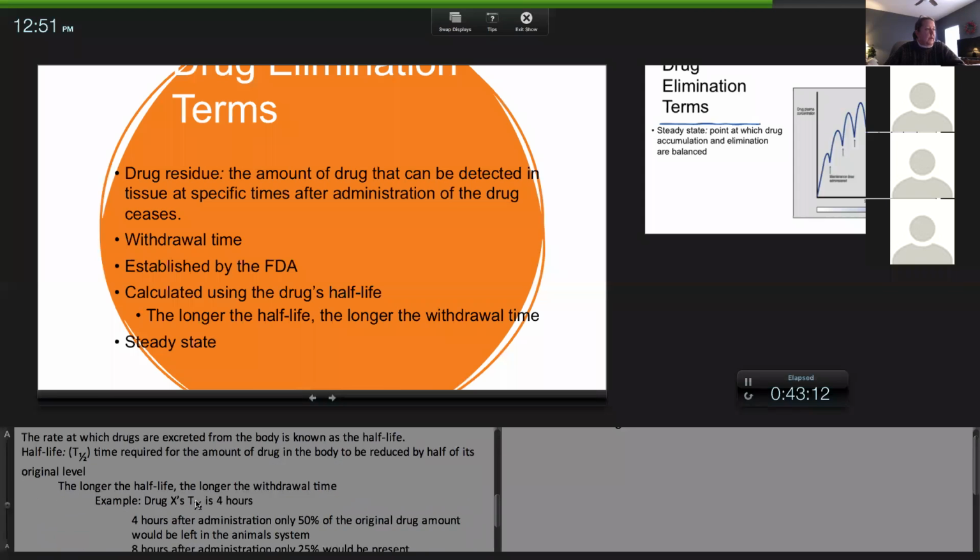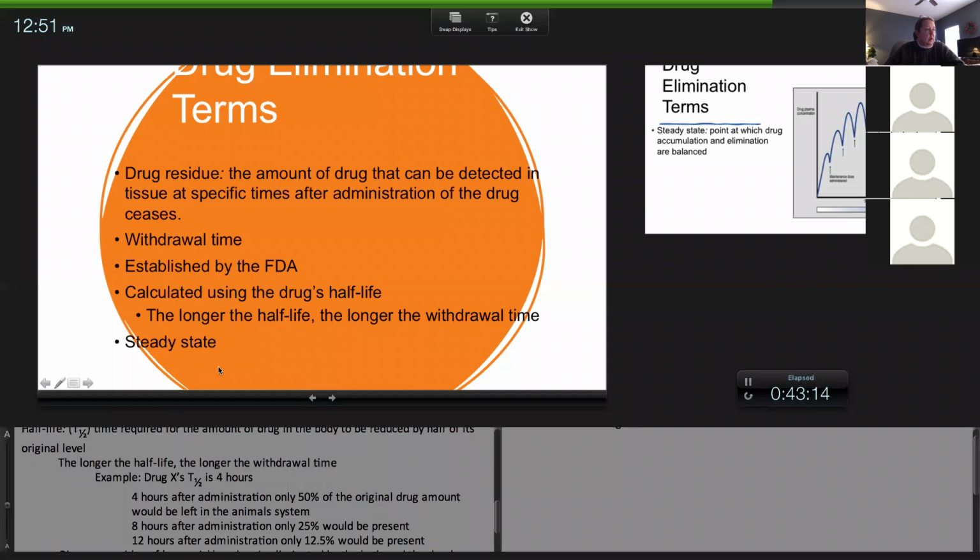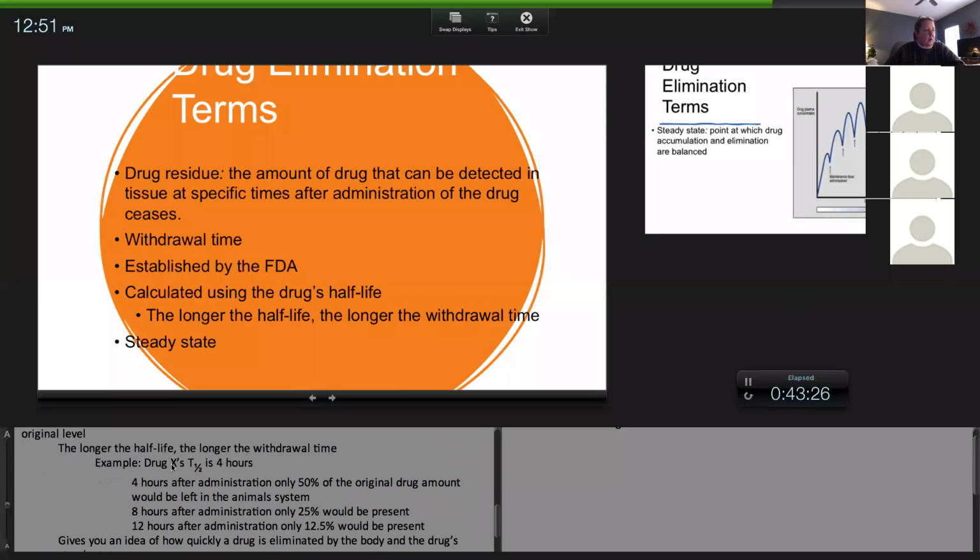Now, when they figure out the half-life of a drug, the longer the half-life, the longer the withdrawal time. So, if we look at a drug whose half-life is 4 hours.